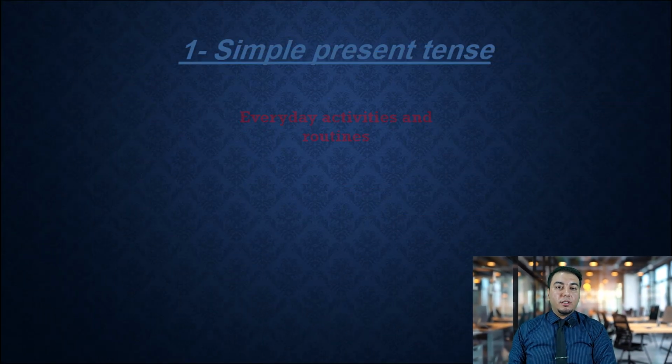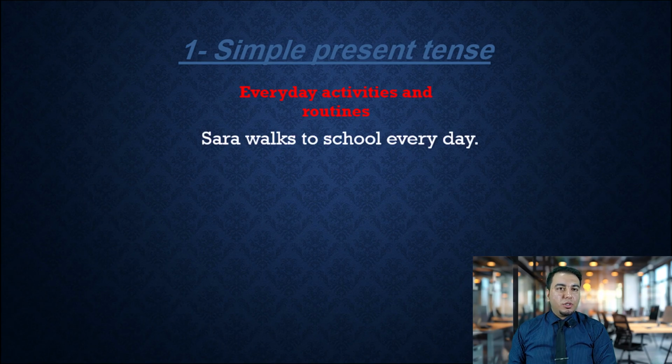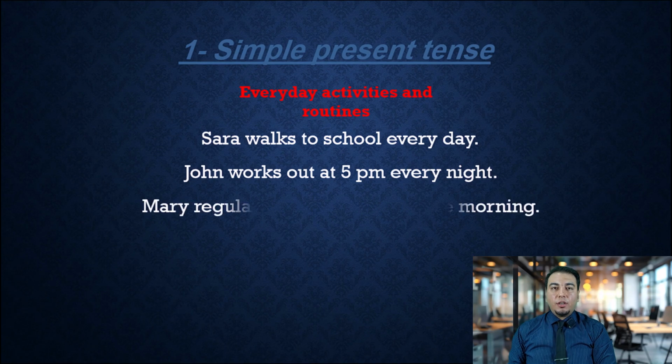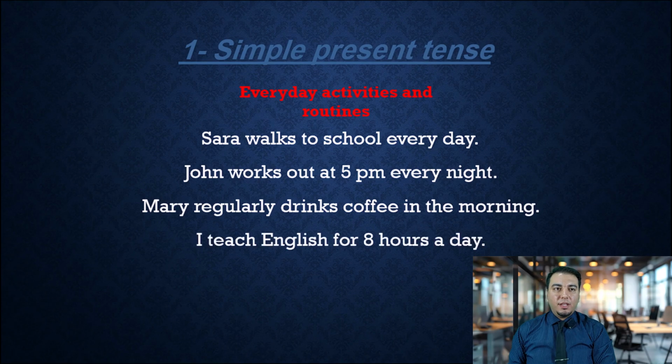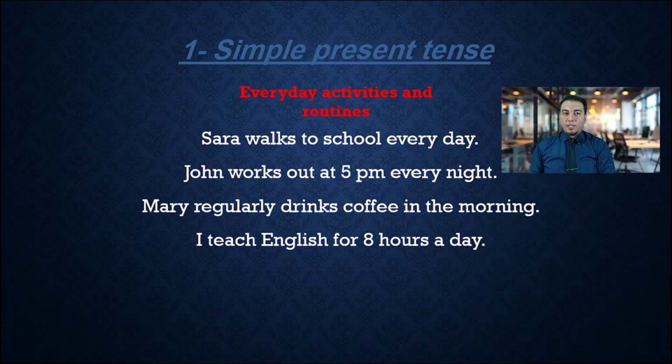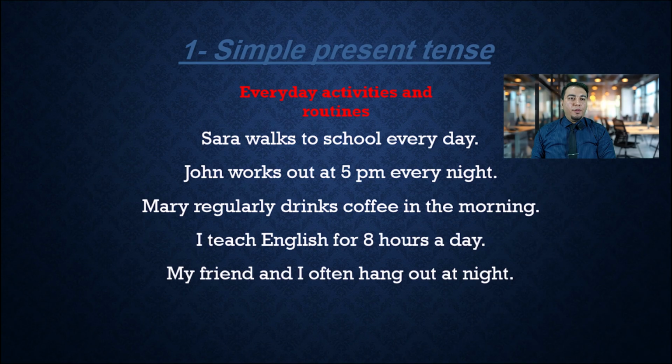We use the simple present tense for daily activities, routines, habits, facts, and general truth. Let's read some examples. Sarah walks to school every day. John walks out at 5 p.m. every night. Mary regularly drinks coffee in the morning. I teach English for 8 hours a day. My friend and I often hang out at night. Do you have dinner at 8 p.m.?